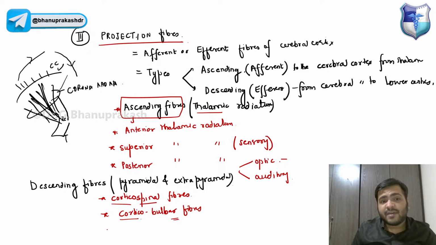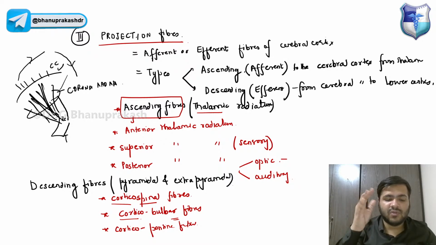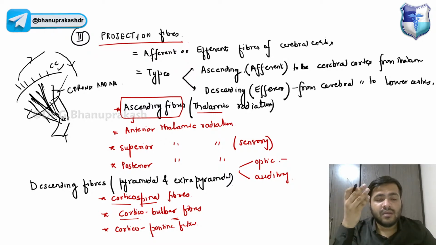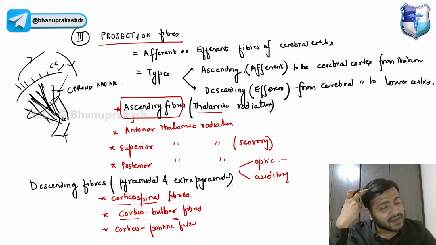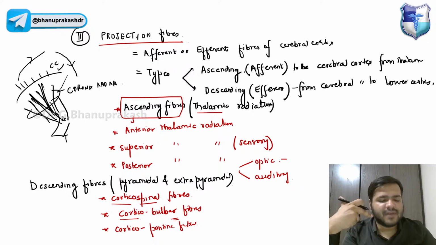Again, we have one more example, guys. You already know we have corticopontine fibers. Corticopontine fibers basically include the pontocerebellar pathway. They include the fibers coming from the frontal lobe going to the pons, frontopontine fibers; the fibers coming from the parietal lobe going to the pons, parietopontine fibers; occipitopontine fibers; and temporopontine fibers. So basically, it is a combination.